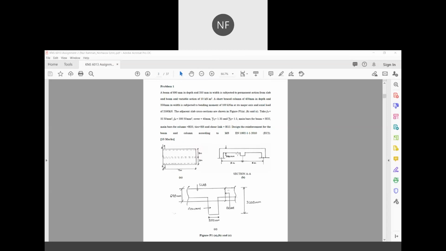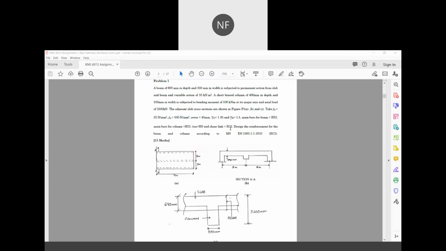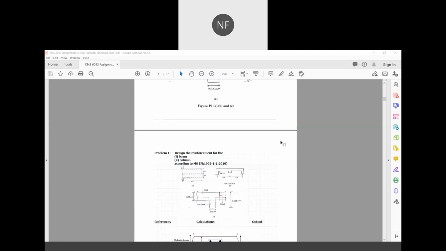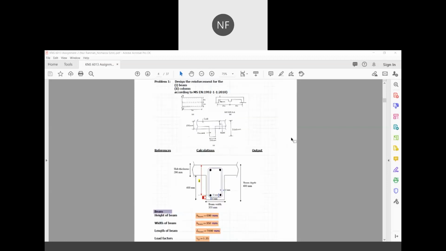Okay, so here's the first question, where it asks to design the reinforcement for both beam and column according to Eurocode 2. And first, we are going to determine the reinforcement for the beam. Here's all the data given.